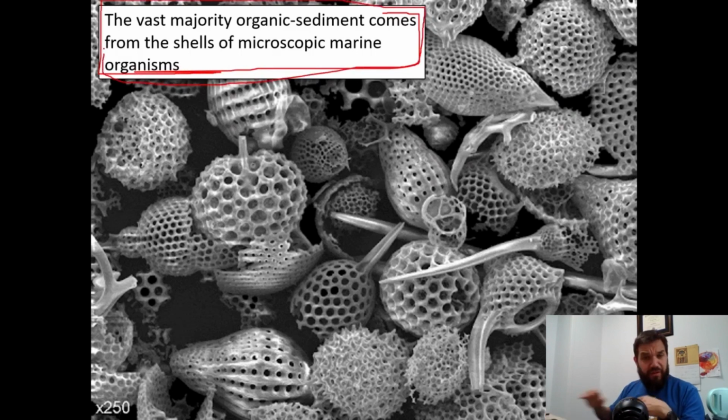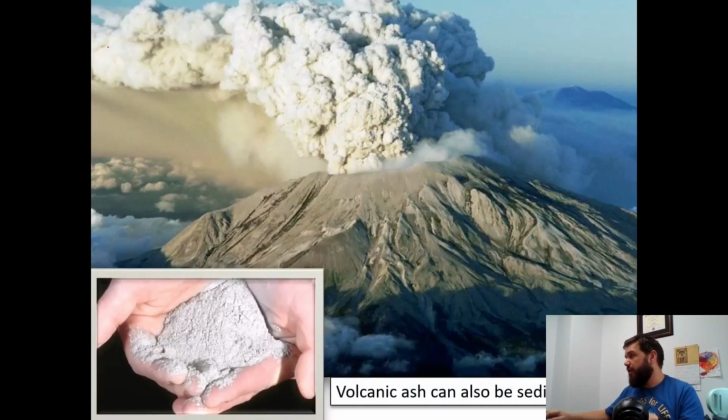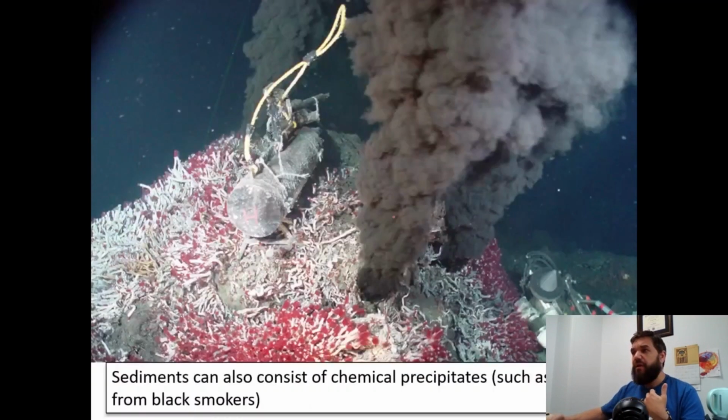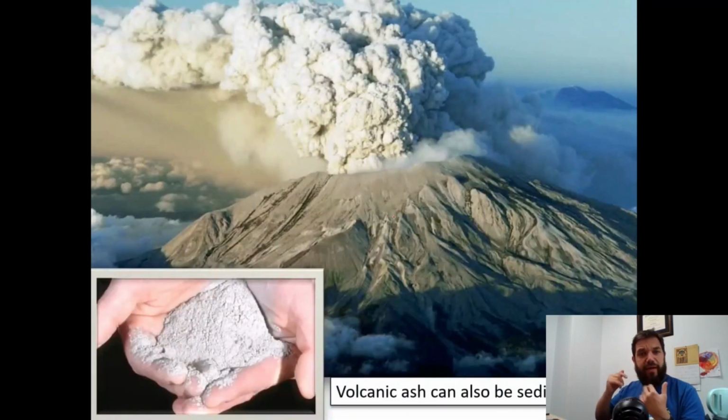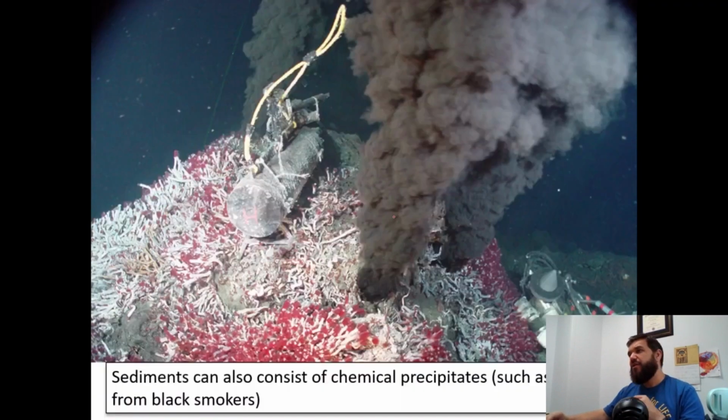The vast majority of life in the ocean is actually microscopic, right? It's all this floating microscopic plankton that have these little tests and shells, and they settle on the seafloor. So you can have shells and tests. You can have rocks and minerals. You can have volcanic ash. That can be sediment. Because the volcanic ash goes way up into the air, it can be blown out over the sea, and it can settle down into the ocean and become sediment.